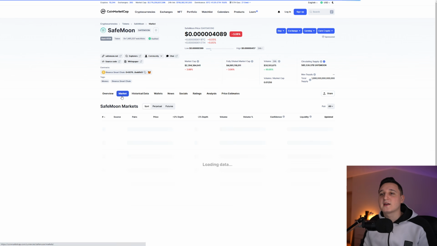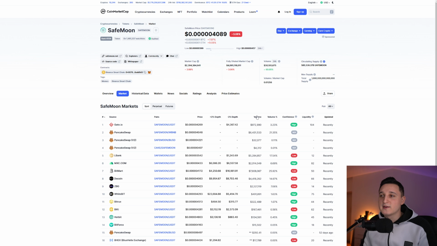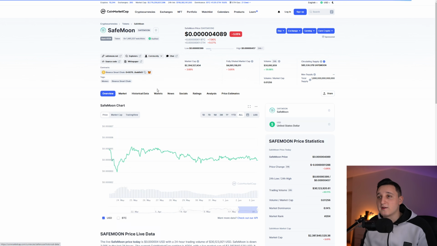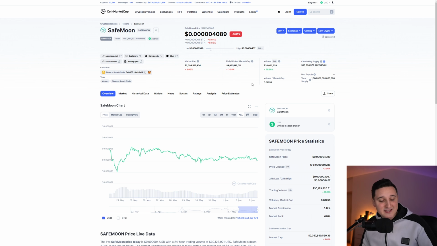But if you go here to the markets, these are all the exchanges where you can buy the coin if you do want to. So there you go. But watch out, a lot of these exchanges do not have the tokenomics, so just be careful about that. But let's continue, let's get into the news.